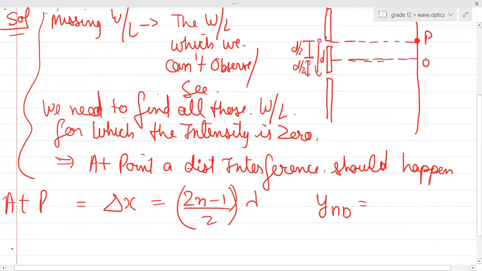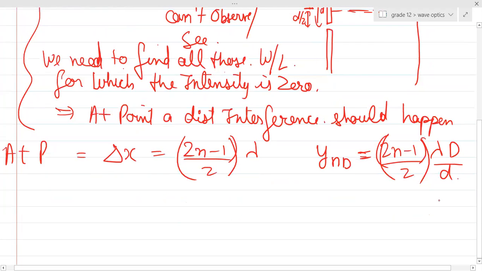At point P, what will be the position of this nth dark fringe? I'm putting a general dark fringe. Any kind of dark fringe can form over here. There can be first dark, second dark, third dark, whatever dark can form at this particular point. So that's why I generalized it to nth dark. So the position of this nth dark will be equal to (2n minus 1) by 2 times lambda D by d. If you remember the formulas, right? Even if you don't write such formulas, this delta x into capital D upon small d is basically your y, right?